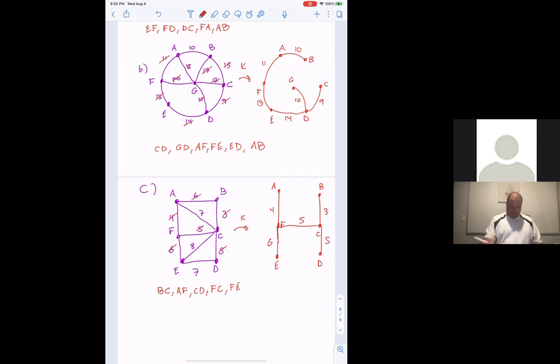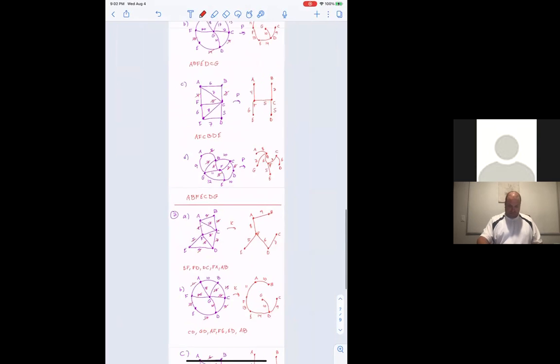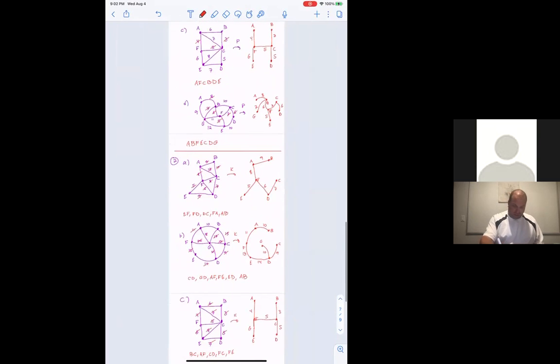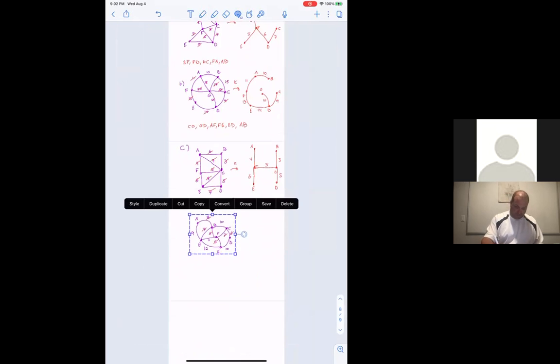And then AB has 6, but it forms a cycle. 7 forms a cycle. 7 forms a cycle. 8 forms a cycle. So I have the same picture that I had before. And then finally, we have D.